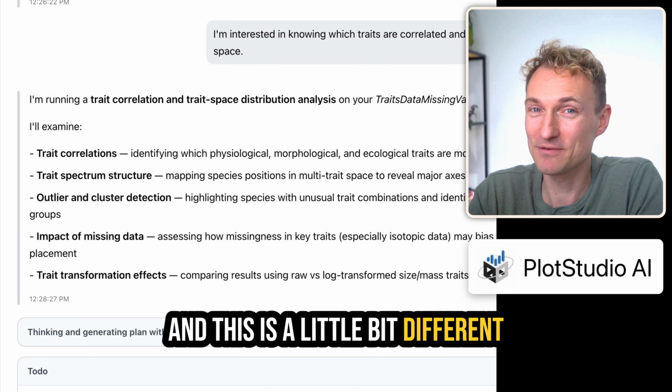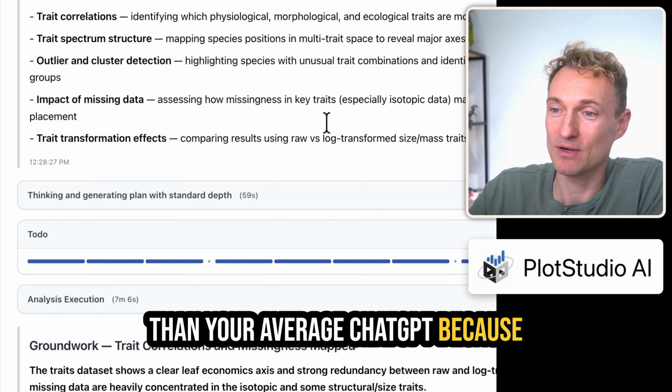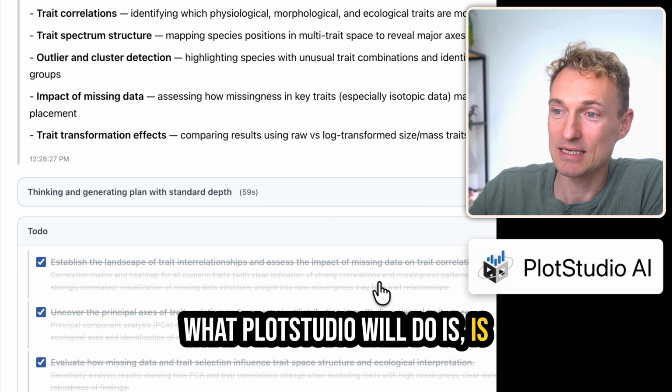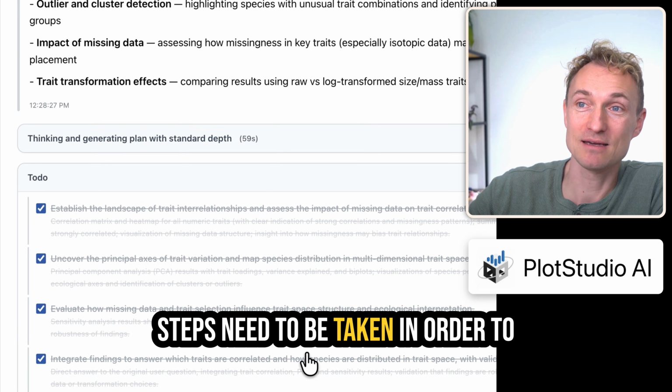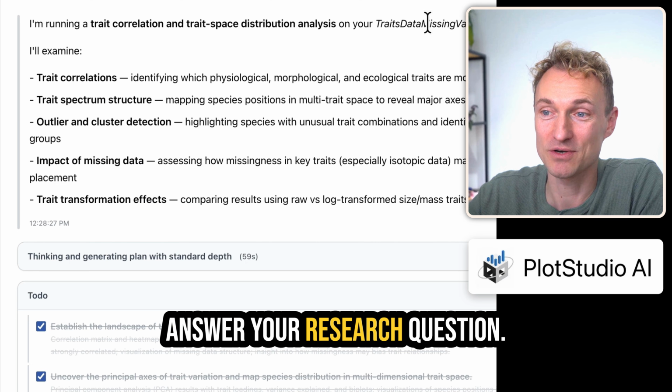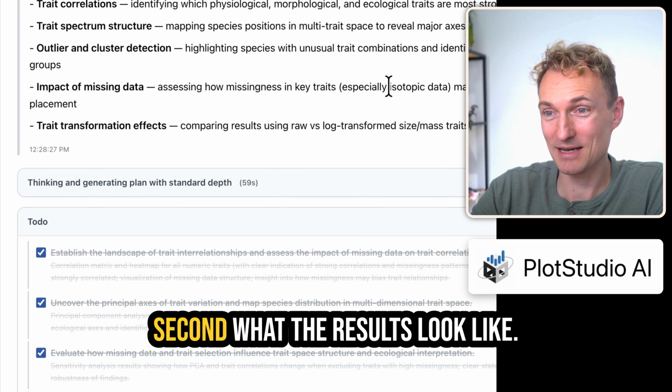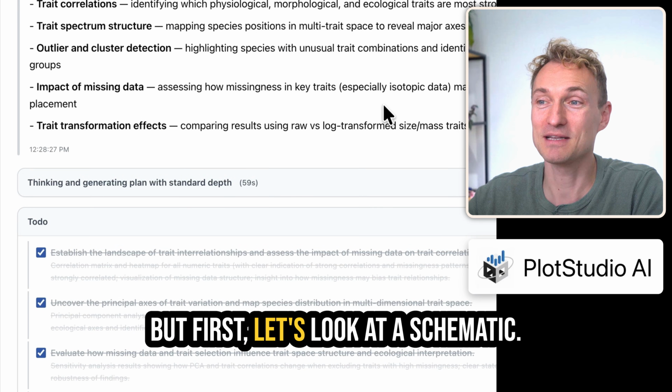And this is a little bit different than your average ChatGPT, because what PlotStudio will do is generate a plan for what different steps need to be taken in order to answer your research question. And I'm going to show you in a second what the results look like. But first, let's look at a schematic.